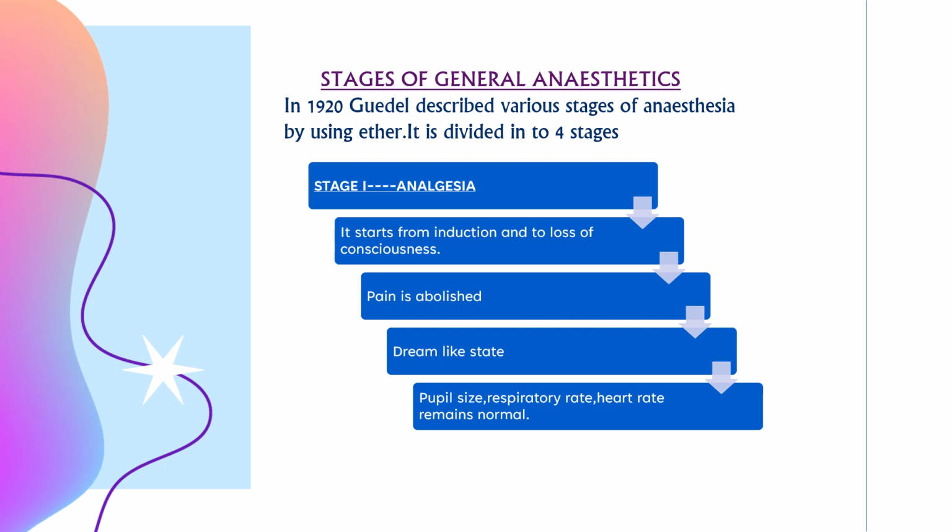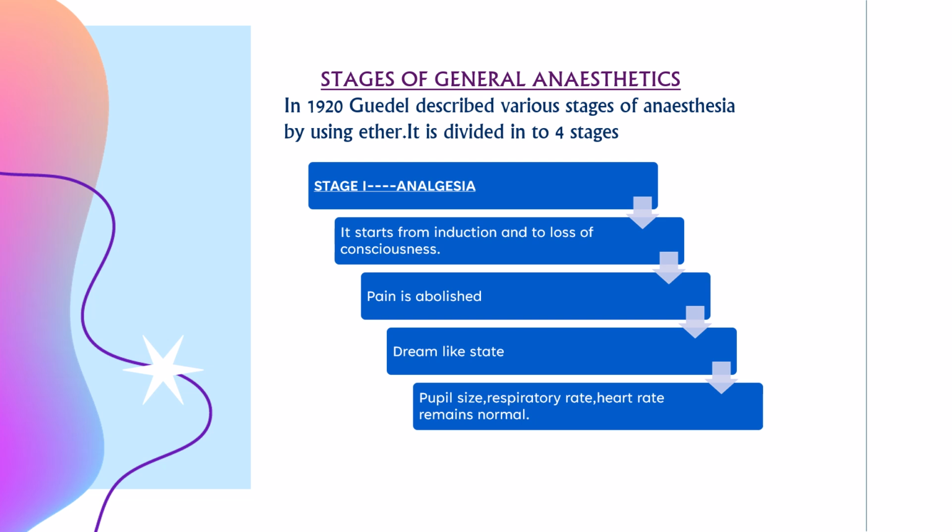Based upon the symptoms they revealed, it is divided into various stages, four main stages: stage 1, 2, 3 and 4. So it is broadly divided into 4 stages. The first stage is called the stage of analgesia. You know what is meant by analgesia. Analgesia is nothing but pain relieving or loss of sensation of pain.